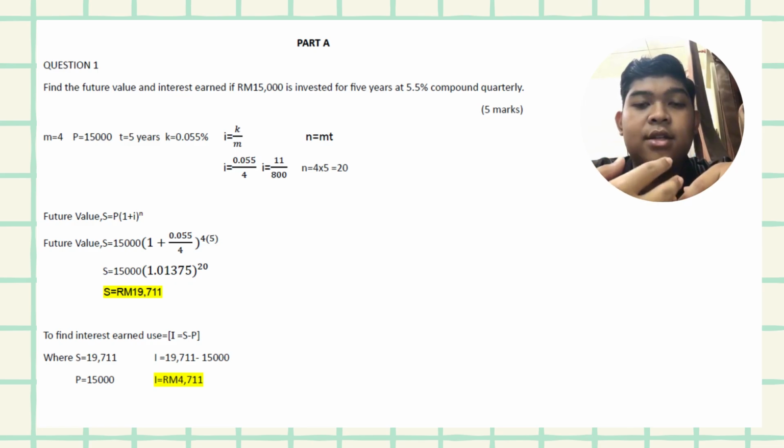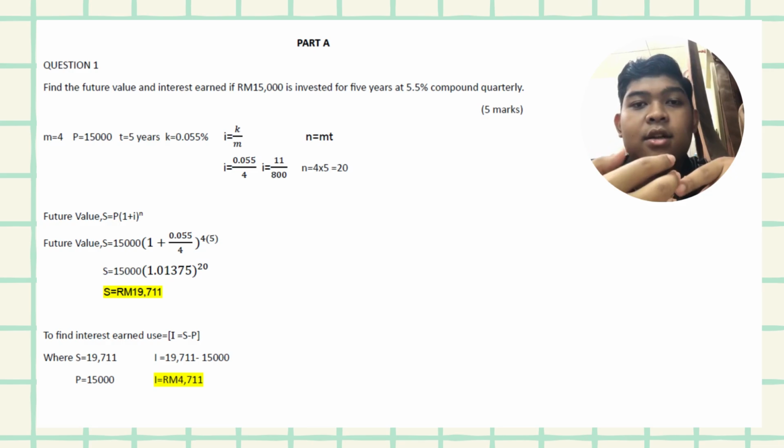So after you find this, you must find i equals k over m, and n equals m multiply t. So you can see I get 11 over 500 for i and 20 for n. After that, you just plug into the formula that is given. So the future value is S equals 15,000(1 + 11/500)^20. So the answer is 19,711.